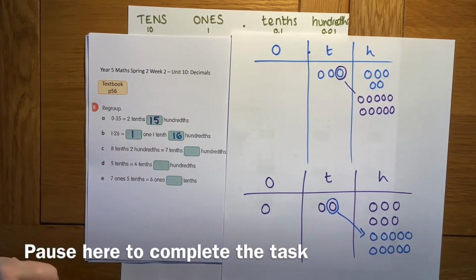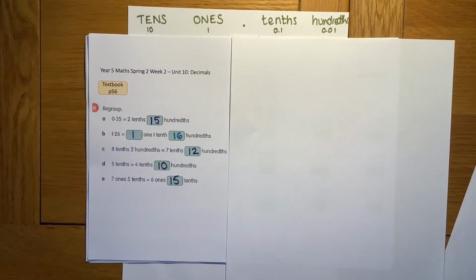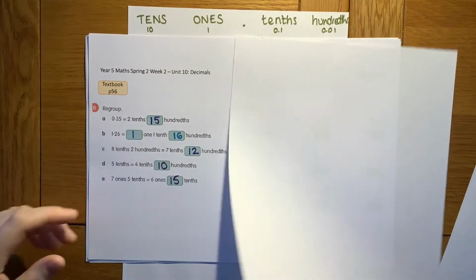Okay, so I've gone through another one for you. Have a go at C, D, and E, and then we'll come back together to look at the answers. Those are your answers to 11 then. Let's have a look at number 12.